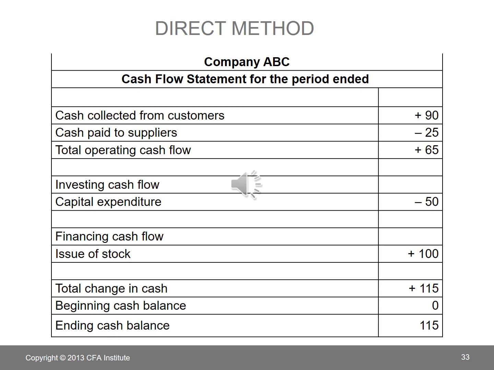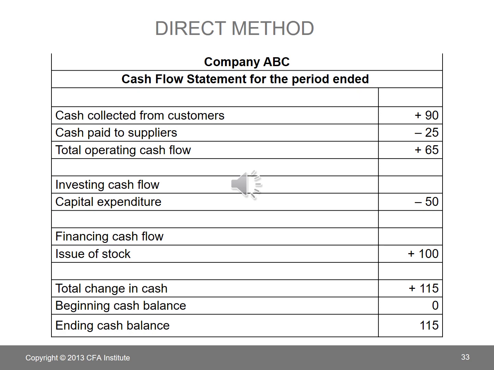With this, we can create the cash flow statement for company ABC using the direct method. Included in the cash flow statement, you can see that cash from customers equals the sales, which was $100, minus change in receivables, which was $10. So that will give us the $90 in the cash collected from customers item. Cash to suppliers equals SG&A expense of $40 minus change in payables, $15, which gives us the $25.